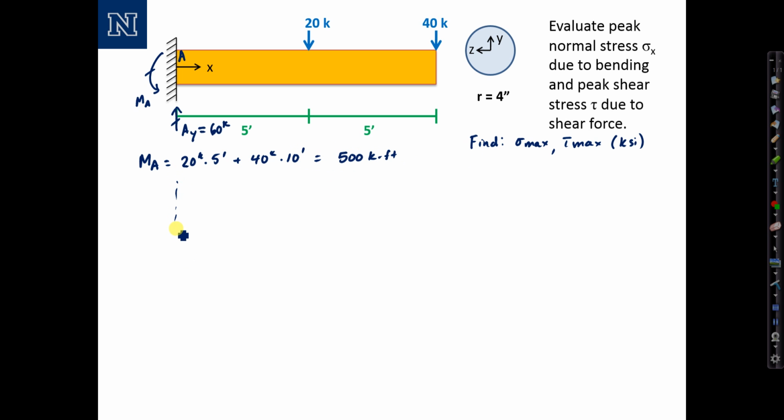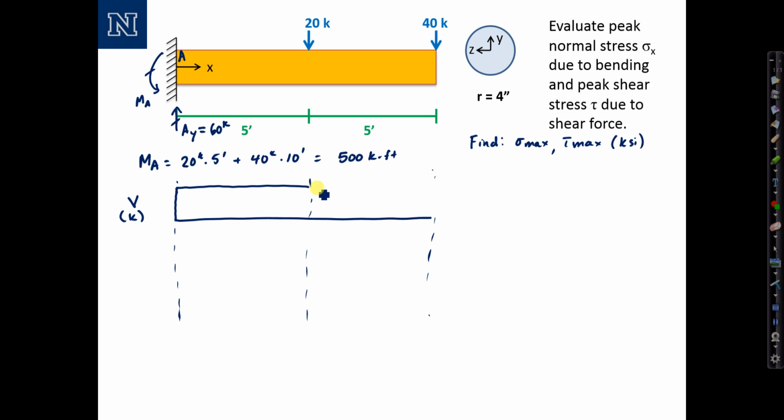So I will quickly sketch my shear force and bending moment diagram by extending lines down. Make a label for the shear force diagram, V in kips. Shear is going to jump up by 60 kips. It's going to come straight across. At the first load, jump down by 20, come straight across again, and jump down by 40 at the end. Values are 60 and 40, and positive everywhere. So we note that the peak shear in the beam equals 60 kips.